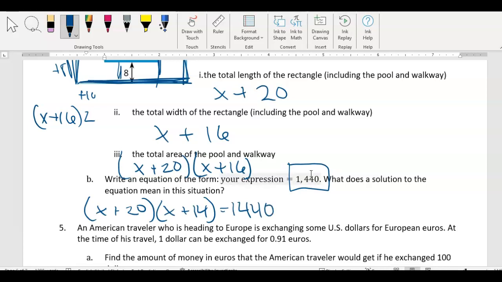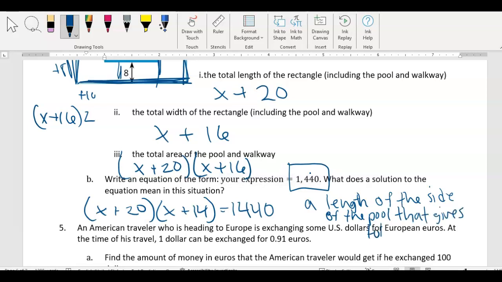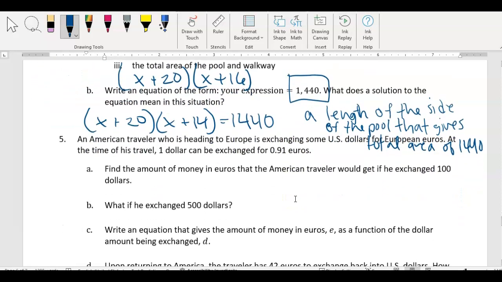A solution would mean a length of the side of the pool that gives total area of 1440, including the walkway around the pool. So what value for x will give us this area?